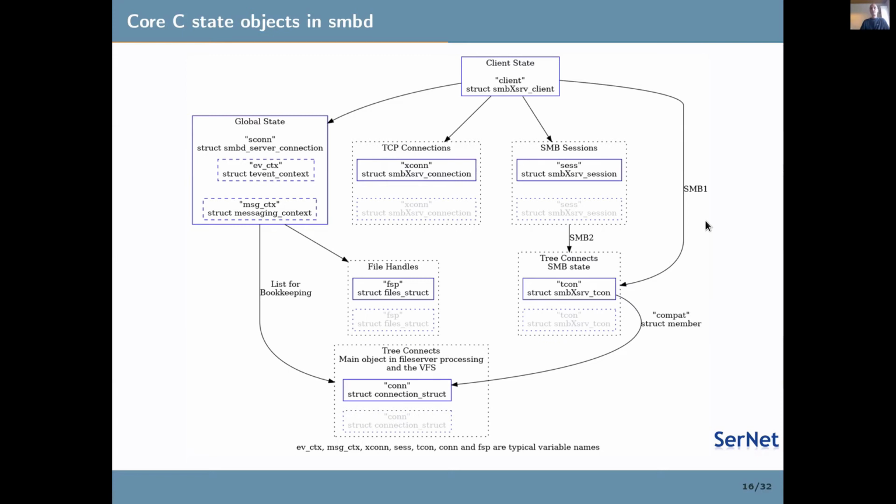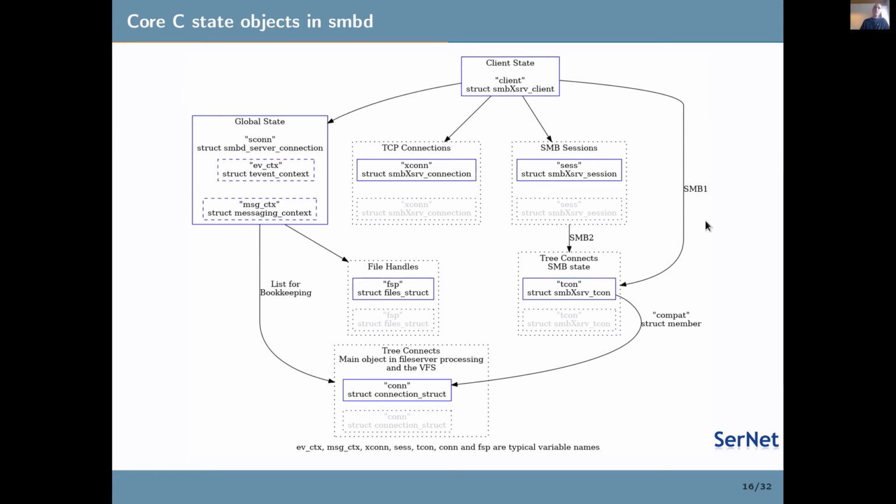In between, we have another nice graphic which gives an overview of the objects we saw on the previous slide, and the way they are linked together and referencing each other. So the top object is actually the struct smbXsrv_client, which the variable name often is just client, and this is the structure which contains some basic client state. But the more interesting global structure is the struct smbd_server_connection, which, for example, contains a reference to our event context and the messaging context and a whole lot more. These are just two of the members in this structure.